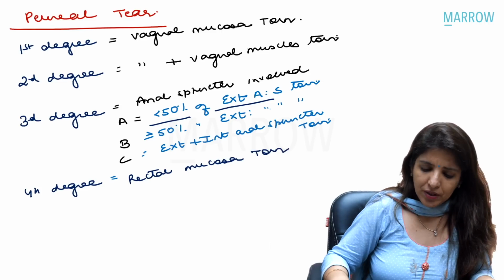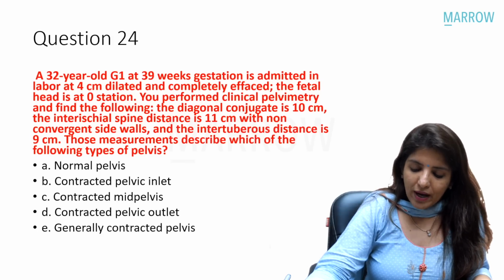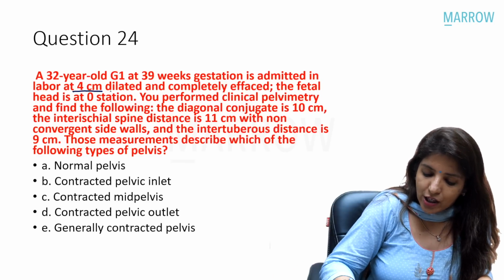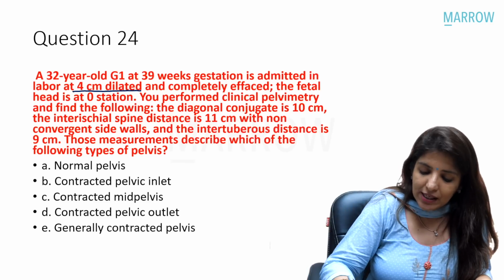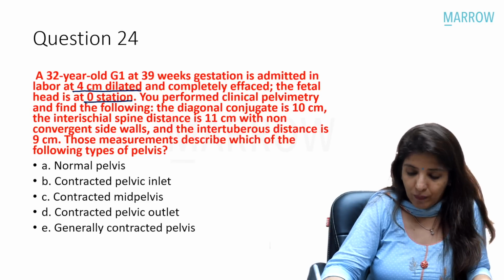Clear to all of you? Okay. Then comes the next question. A 32-year-old G1 at 39 weeks gestation is admitted in the labor room at 4 centimeters dilatation and is completely effaced. Fetal head is at 0 station. You performed clinical pelvimetry and find the following.